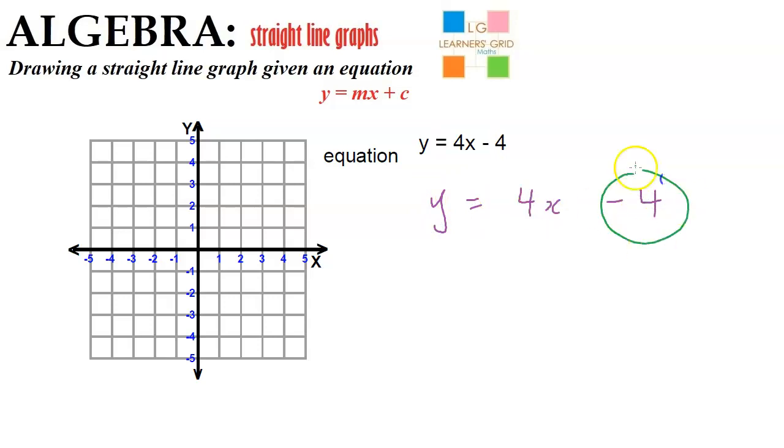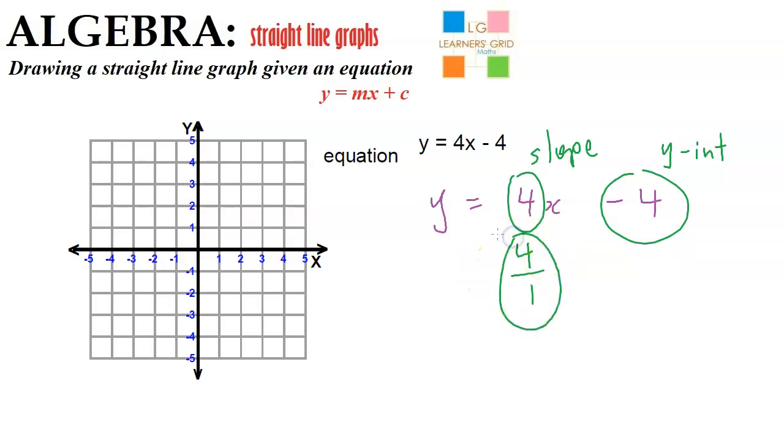Great. So here we have our y-intercept. And here we have our slope. I'm just going to rename the slope as 4 over 1. So it's a fraction, because when you write a whole number as a fraction, it goes over 1. So I'm going to be using this. So the whole equation that I'll be using is y equals 4 over 1x minus 4.